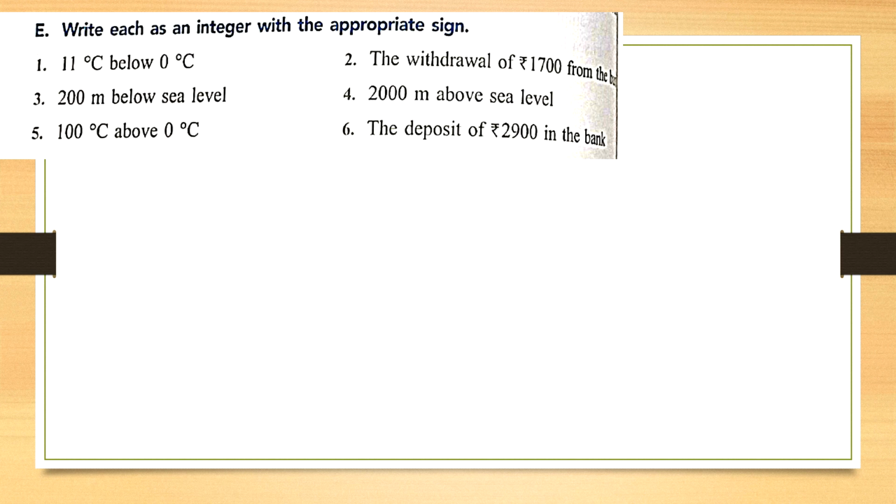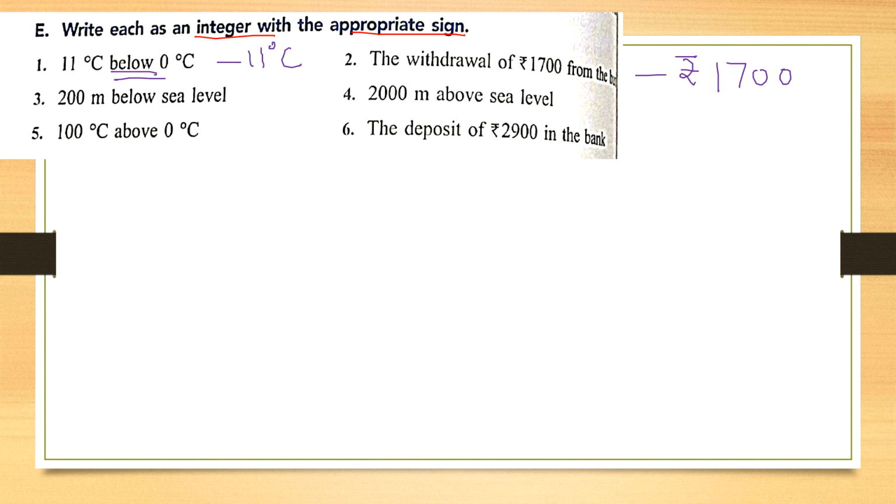So write each as an integer with the appropriate sign. 11 degrees centigrade below 0 degrees centigrade. We have to mention whether it is negative or positive when they are saying the integer with the appropriate sign. So let's get started. 11 degrees centigrade below 0. So it is minus 11 degrees centigrade. Withdrawal of rupees 1700 from the bank. So it is minus 1700.